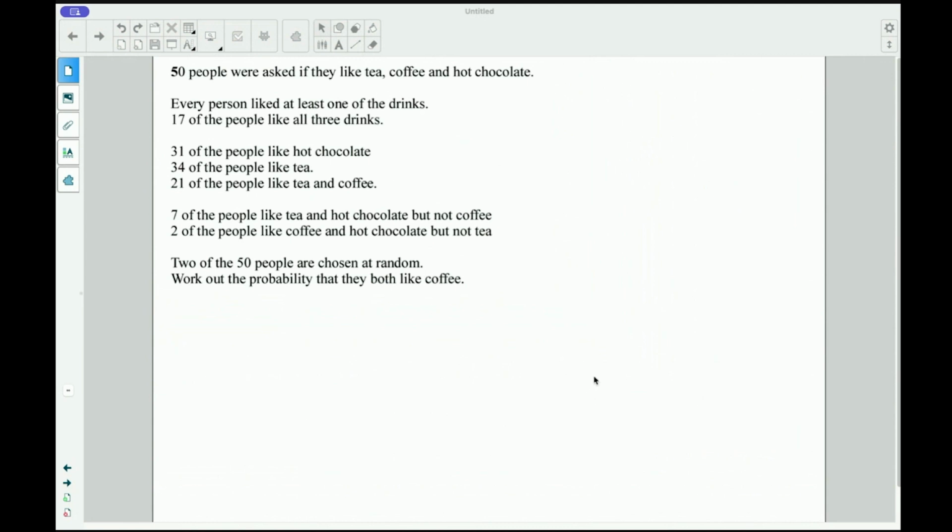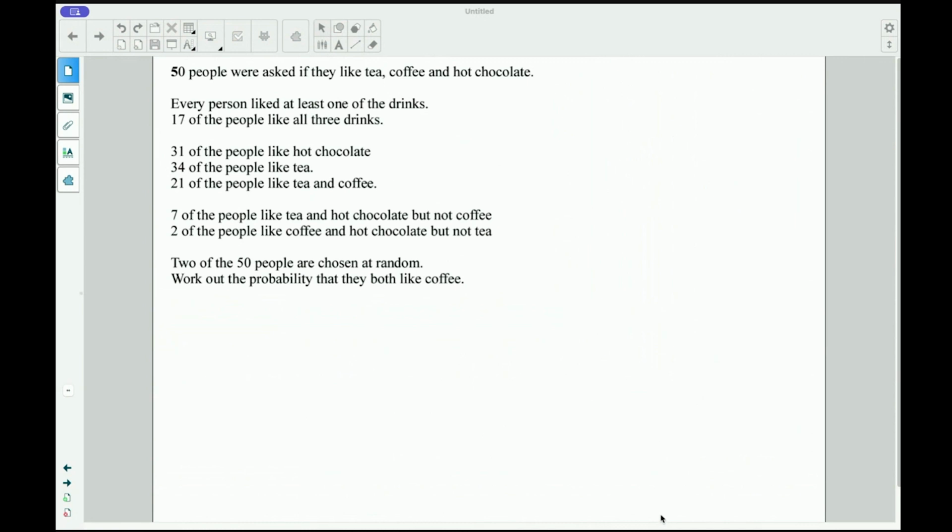31 of them like hot chocolate. 34 like tea. 34 like tea and coffee. 7 of them like tea and hot chocolate, but not coffee. 2 of them like coffee and hot chocolate, but not tea. 2 of the 50 people are chosen at random. Work out the probability that they both like coffee.